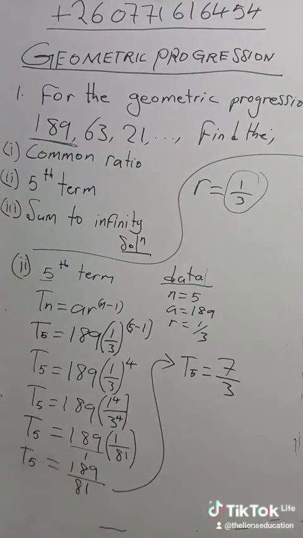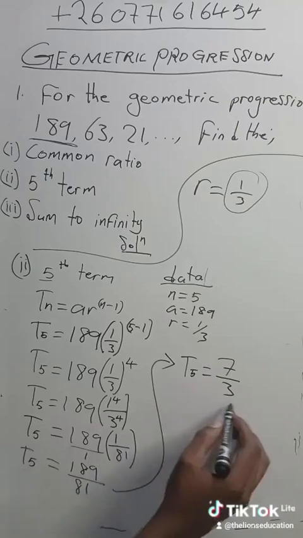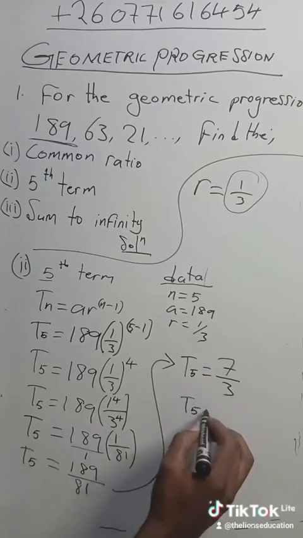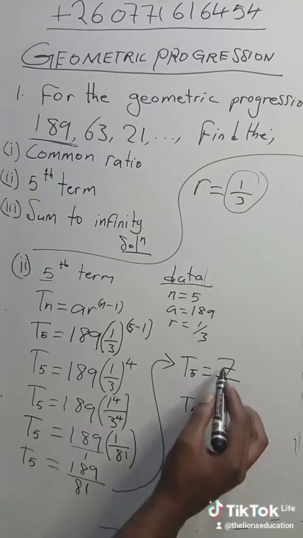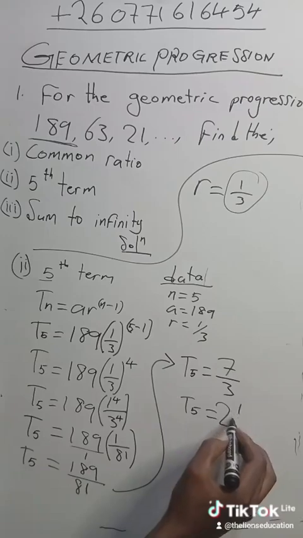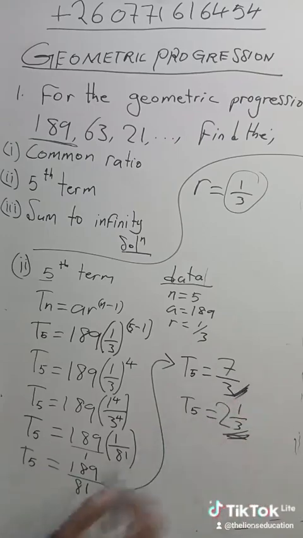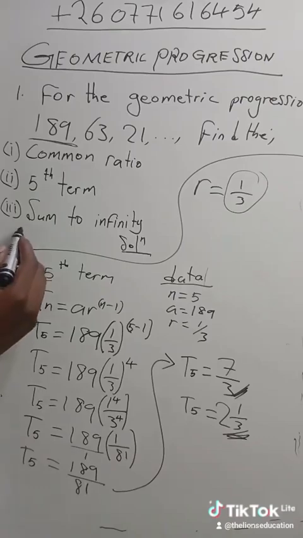This one, you can also write it as a mixed fraction, where you can say T5 is equal to, how many times can 3 go into 7? It is 2. Remainder 1 over 3. So you can write this one or this one, which is also correct. So one of those could be your answers. Alright, then we have the last question, which is telling us to find the sum to infinity.